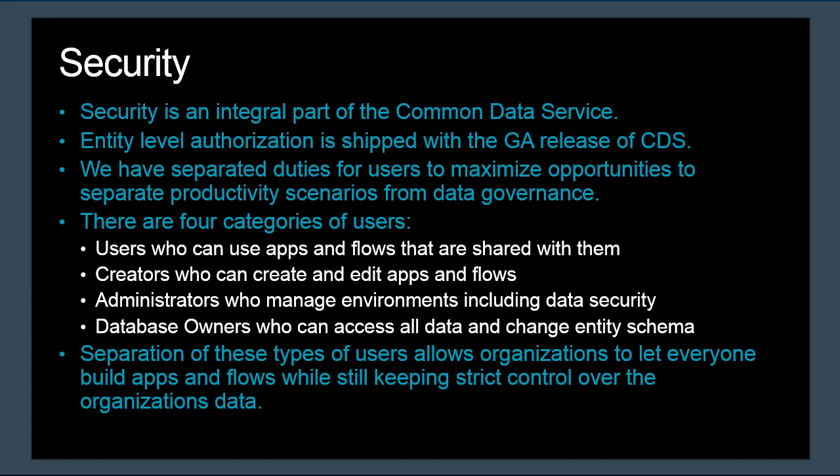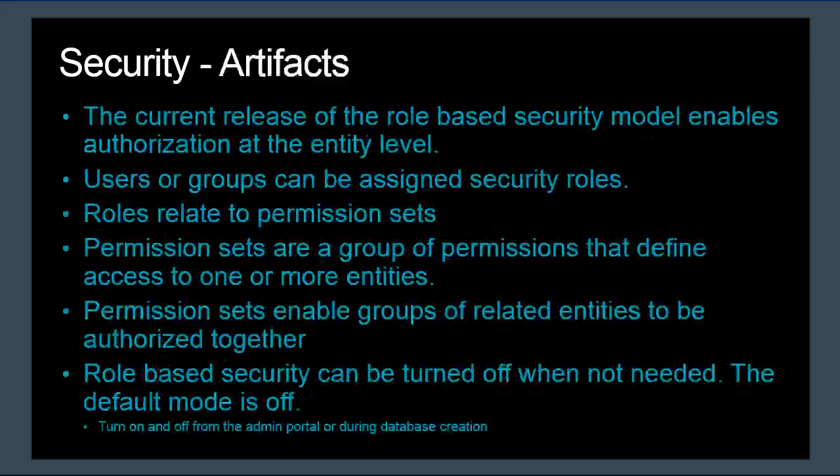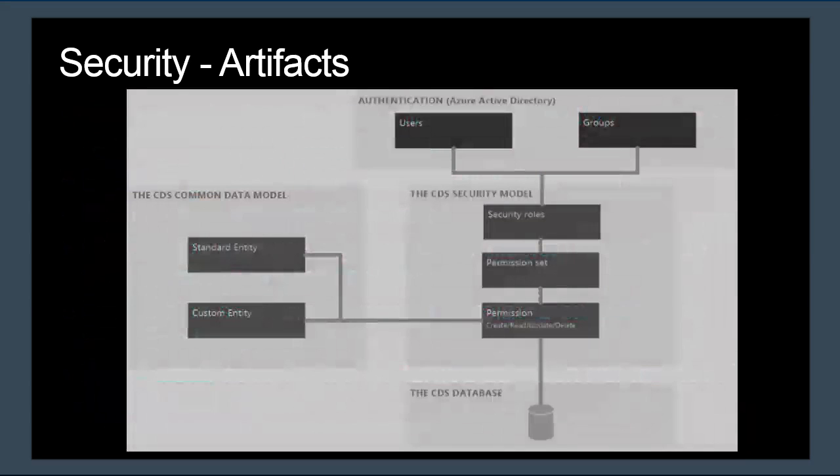I already talked about the separation of app makers from DBOs, so I'm going to skip that here. But our security model really is currently table level security, and we're going to move to record level security and field level security in our roadmap. To give you an idea of how our security model is built, I'm going to skip forward. You guys can look at the deck afterwards.